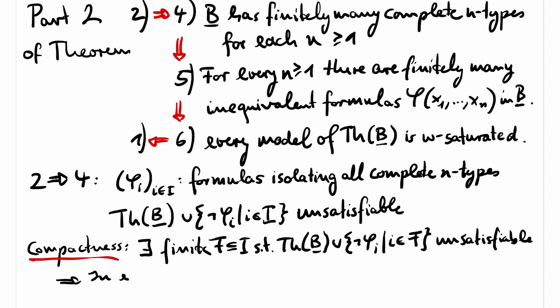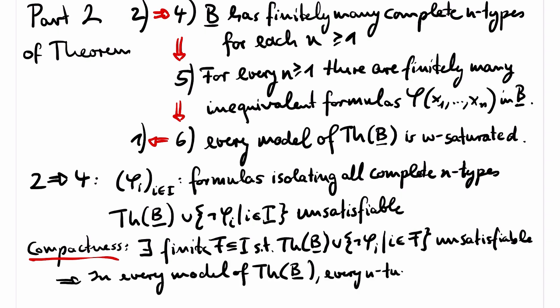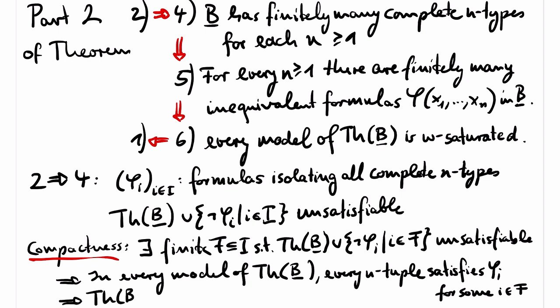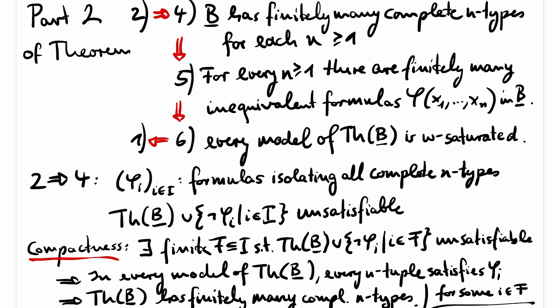Therefore, in every model of the theory of B, every n-tuple must satisfy one of the formulas from this finite set of formulas. And since each of these formulas isolates an n-type, we find that the theory of B has finitely many complete n-types. And this concludes the proof that 2 implies 4.